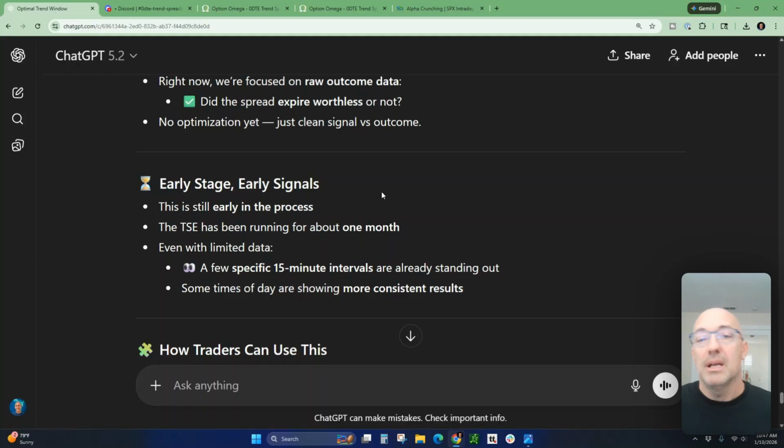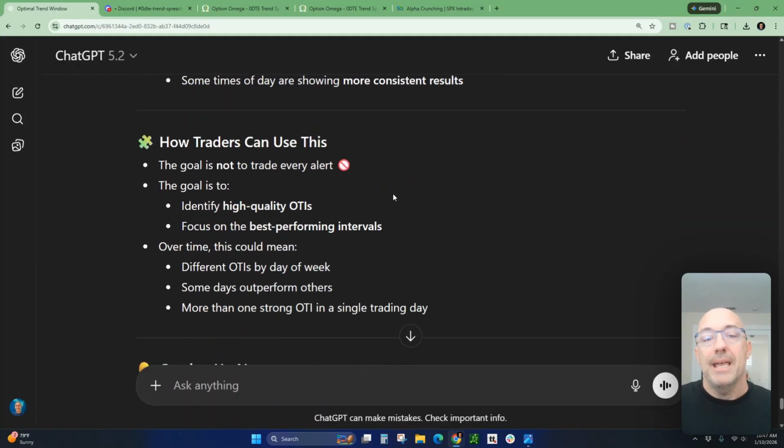And again, this is more geared towards credit spreads. And again, we're not trying to trade every signal that the TSE puts out. We're trying to find the best time of day so that we can be more efficient in our trading. Eventually, we might get into certain days of the week, might have certain times. Right now, we're kind of focused on global time.